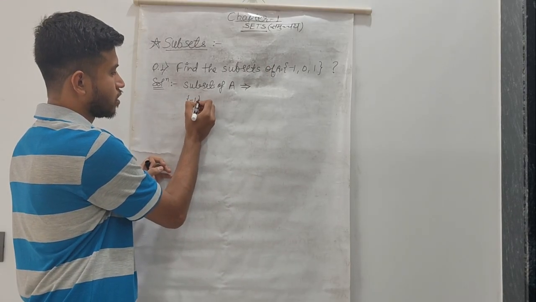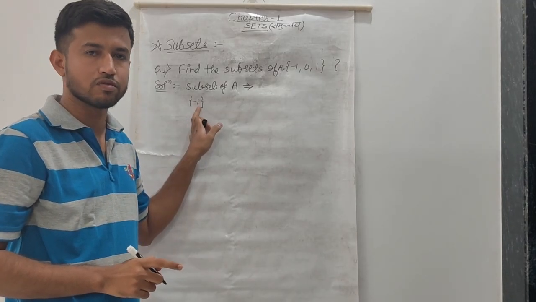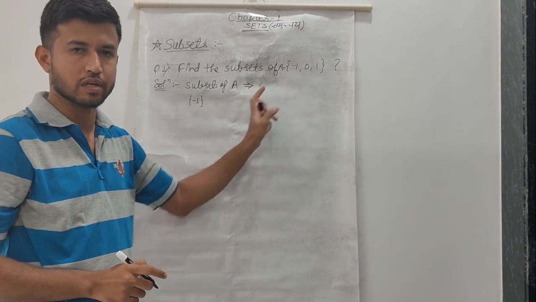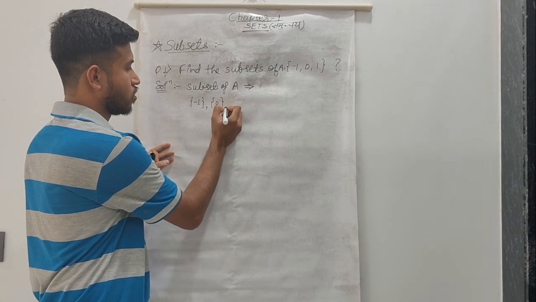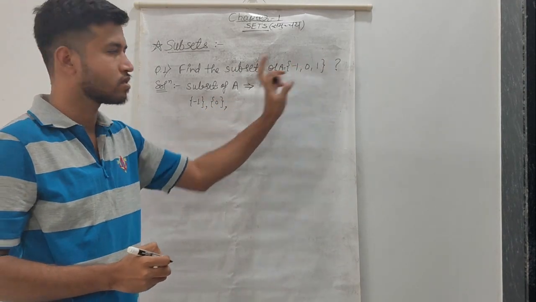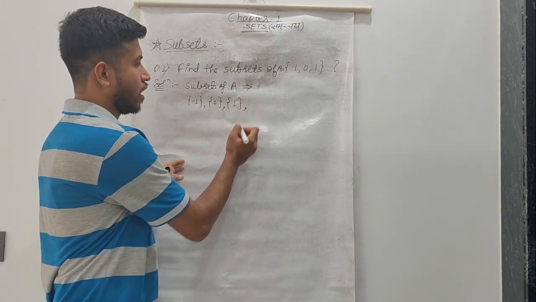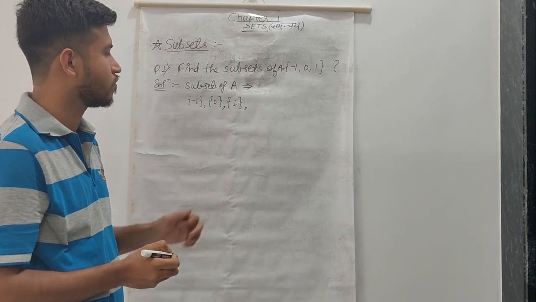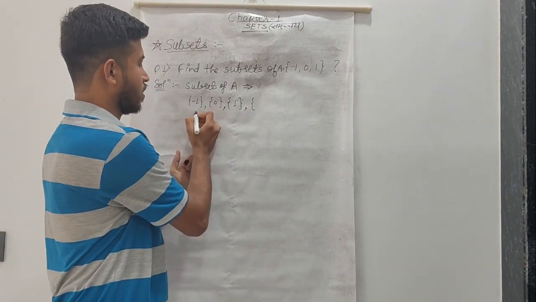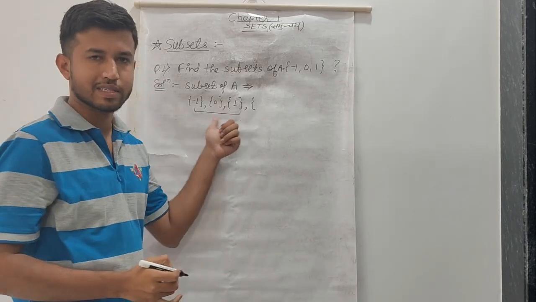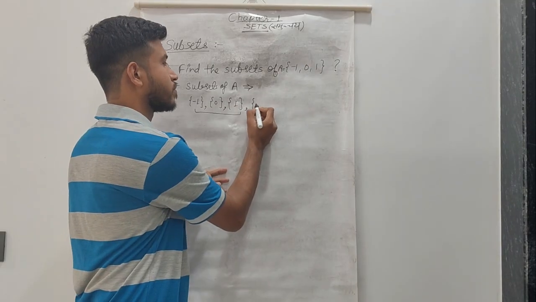So -1. If you make a set having one element -1, this will be a subset of this set. Then 0. This will also be a subset of this. 1. And what are these subsets? These are singletons.